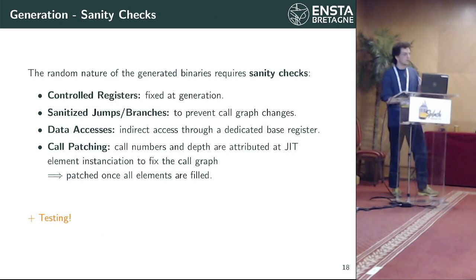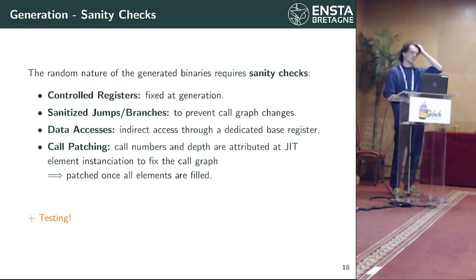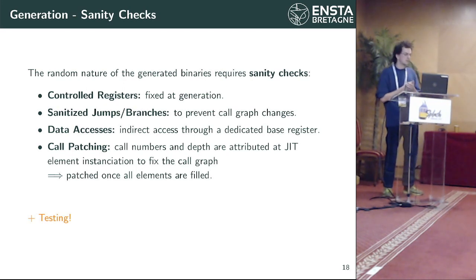As the generated binaries contain random instructions, we have to perform some kind of sanity checks. So the registers that are used are fixed at generation. We sanitize jumps and branches so that they don't break the call graph. Data accesses are indirect through dedicated base registers, and we perform the call patching when the whole call graph has been fixed. And one thing that we wanted to enforce is that the binary execution is correct. So we extended it with testing, which I will just come to.